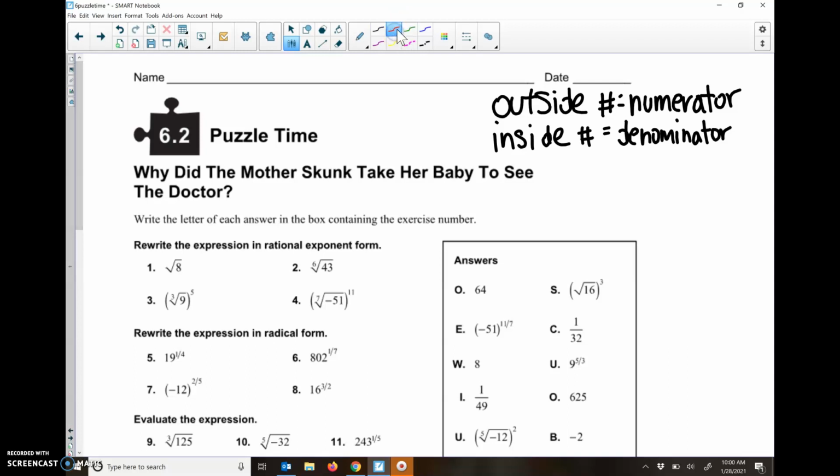Okay, so if you remember from the lesson here, we kind of have a few different problems here. So these first couple, they want us to rewrite in rational exponent form. So let's look at those. So remember, now it's written with the radical, so we want to write it with an exponent.